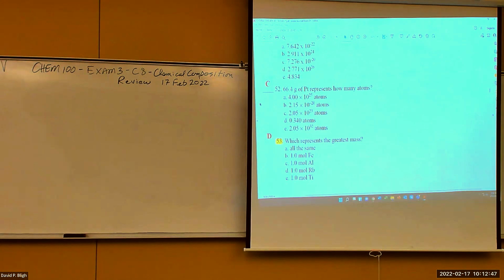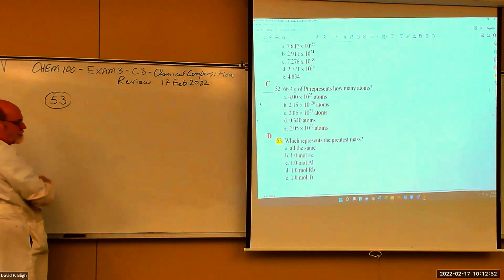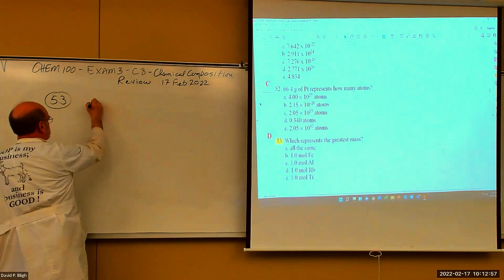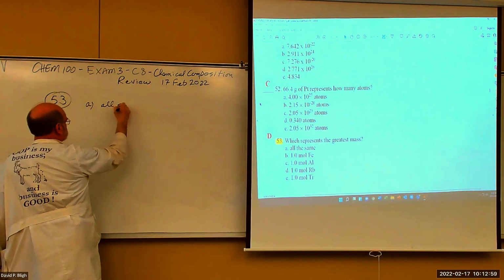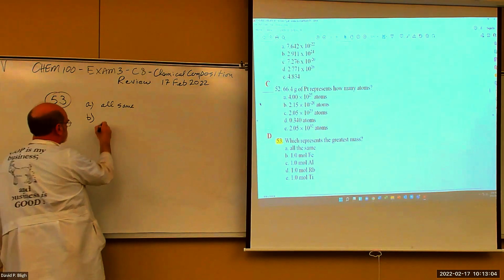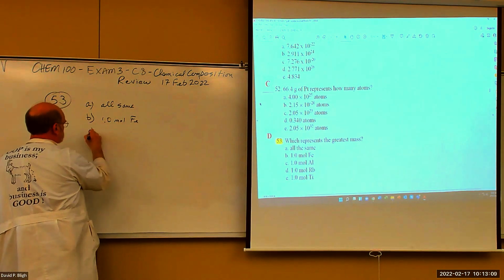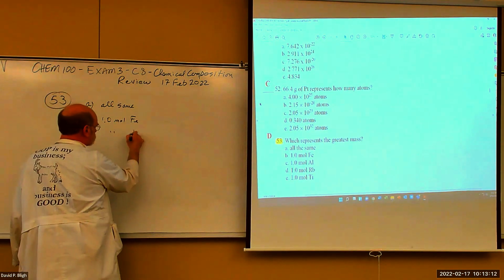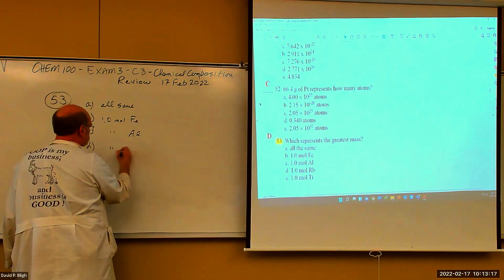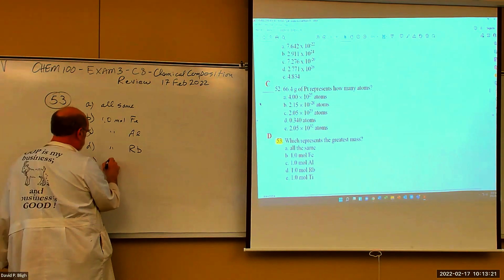Which represents the greatest mass? 53. All right. A is all the same. B is, they're 1 mole of each one: 1 mole of iron, 1 mole of aluminum, 1 mole of rubidium, and 1 mole of titanium.